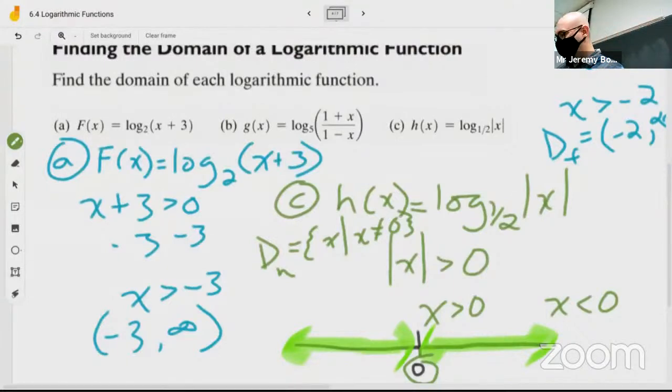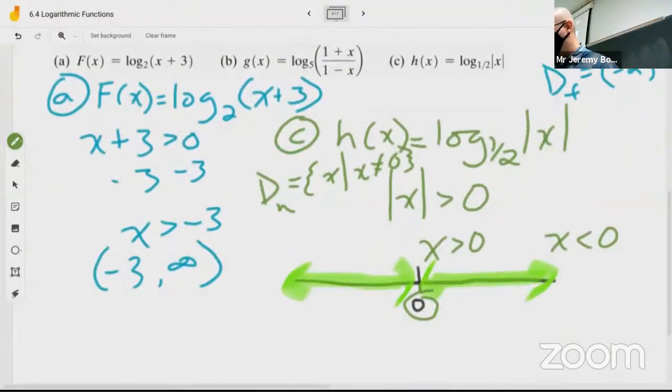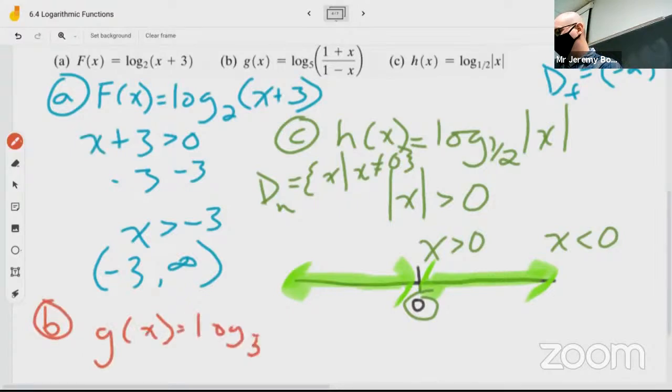And let's try B. We'll go with it. So we talked about this. I don't know when we talked about this, probably. We did inequalities.